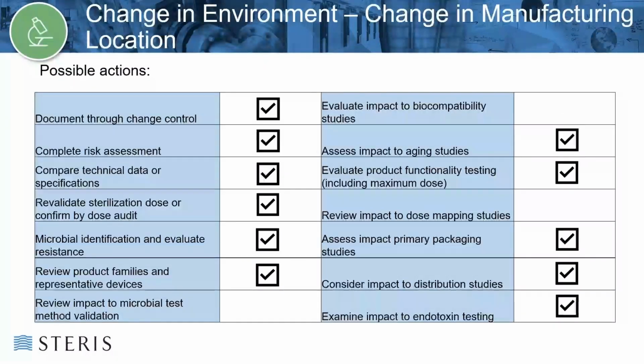Let's look at some of the actions that might be performed in the situation where a change in location occurs. This could be moving from one clean room to another in the same building, changing from one site to another, or a change of geographical location. This assumes no change in the device, raw materials, packaging, manufacturing process, or vendors.